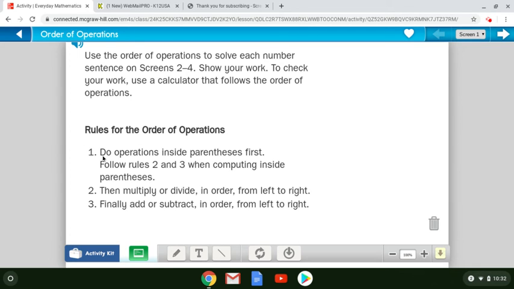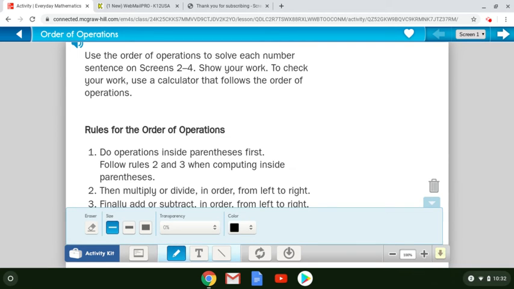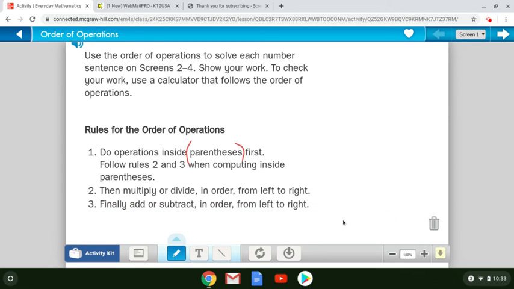So the first rule here says to do the operations inside the parentheses first. We already know that. So anytime you see parentheses in an equation, you always solve whatever is inside there first, no matter where it is in the equation. Once that's done, then you move on to number 2. So once your parentheses are done, then you move on to multiplication and division. So if there's multiplication or division in your equation, you are to solve your multiplication or your division, but you have to go in order from left to right. And lastly, you will solve your addition or subtraction. And again, you're going to work in order from left to right.